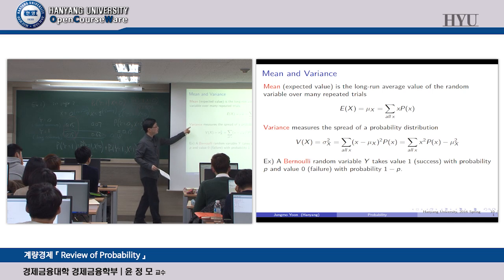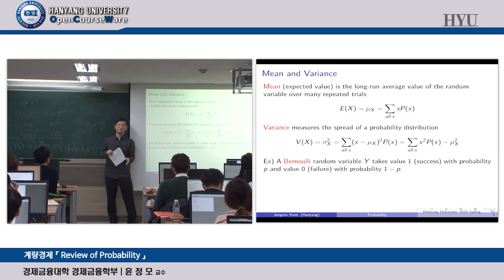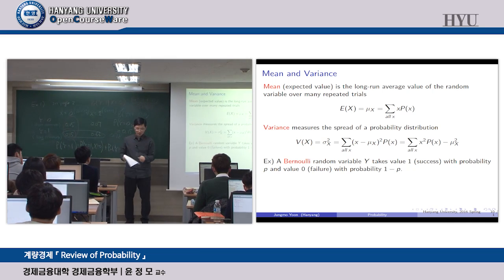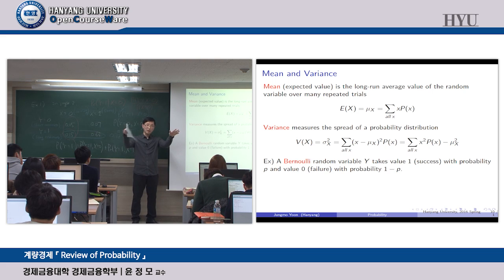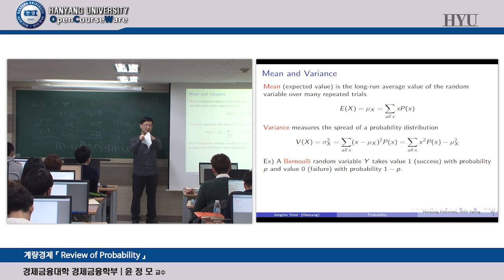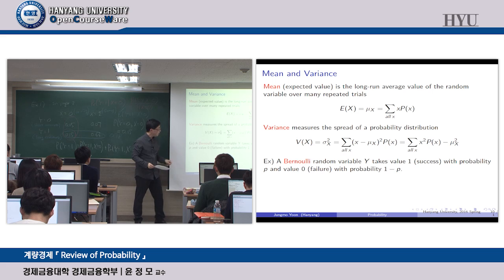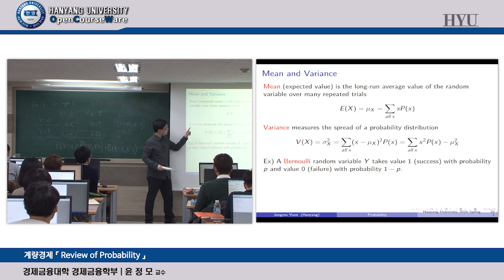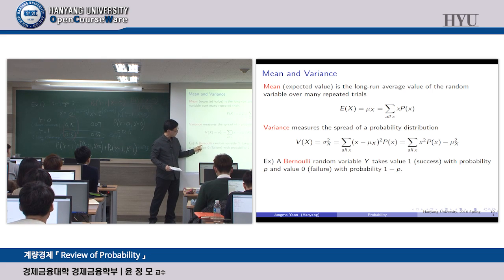Now what is the variance? Variance shows the spread, right? If variance is big, it's spread out. So some people are really tall, some people are very short. If variance is small, then everybody just looks the same. Okay? So this is the mean and variance. What's important for us is how to calculate them if a probability distribution is given.